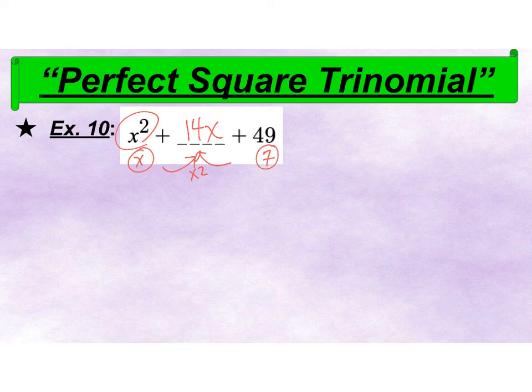So we can factor it. And I'm going to try not to do the x box. I'm just going to look at my square root. So I'm going to take the first square, which is x, the last square, which is 7.